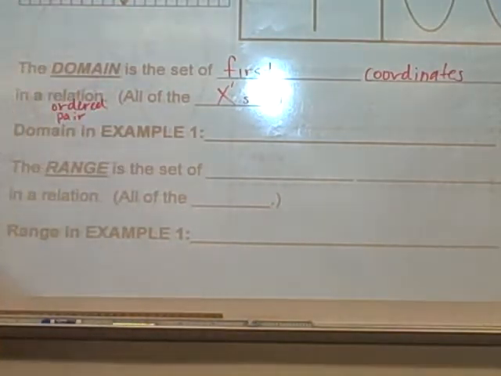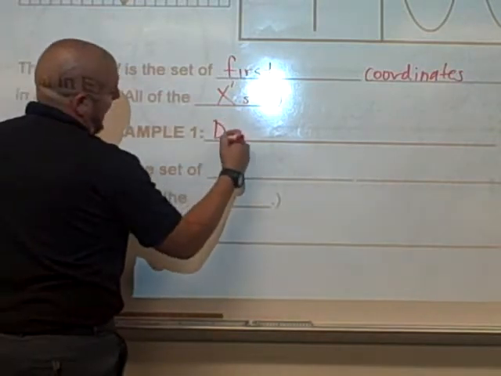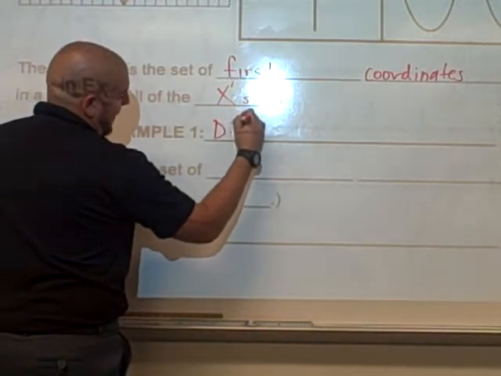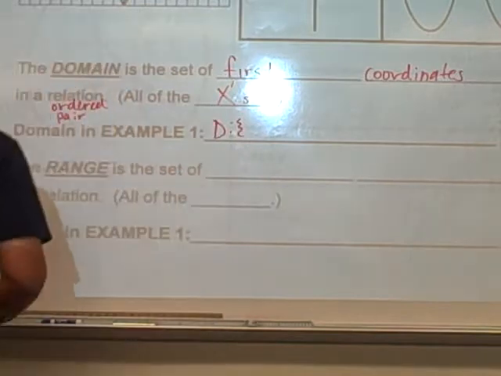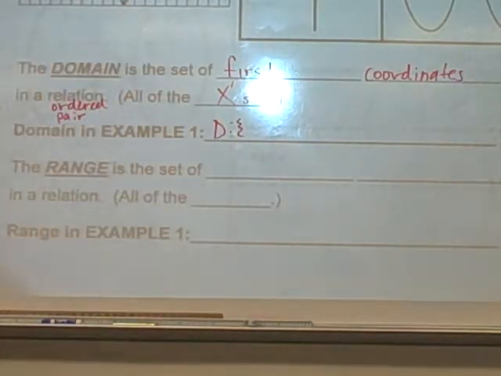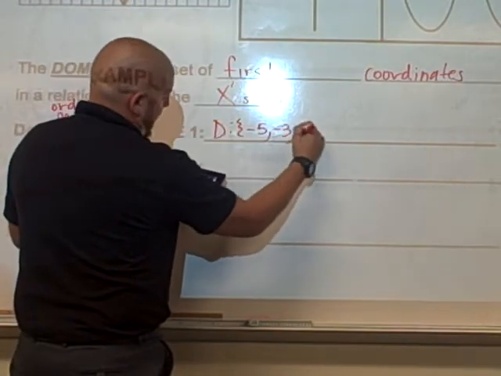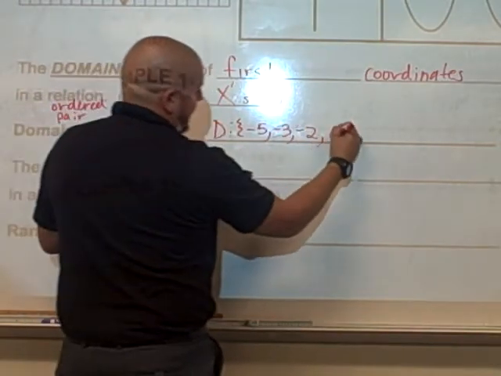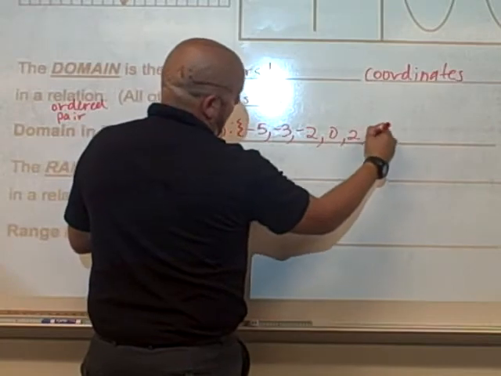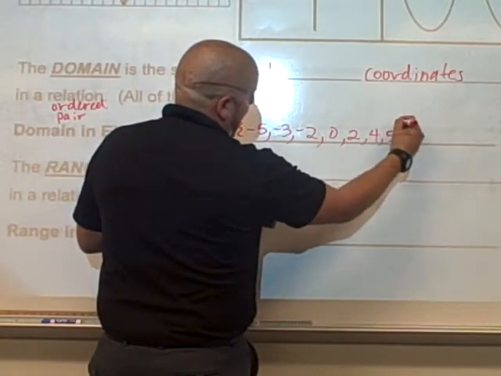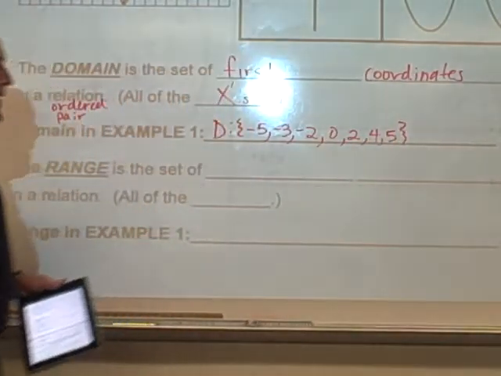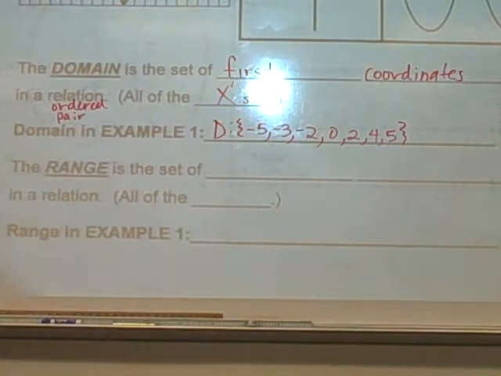So what's the domain from our example up here? Well, it's all the x values. You would write it like this: Domain, dot, dot, and then you have a bracket. And then you need to write all of your x values. So all of your x values are -5, -3, -2, 0, 2, 4, and 5. Okay, so that's all of your domain.